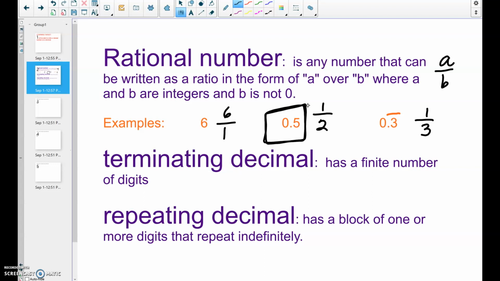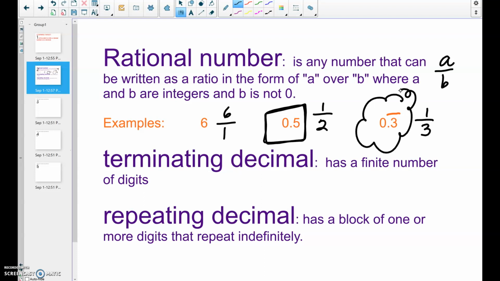A repeating decimal has a block of one or more digits that repeats indefinitely. So in this second one that we did, 0.3 with that repeating bar above it, it is 0.3333333. We always know what number comes next. So that would be considered a repeating decimal.